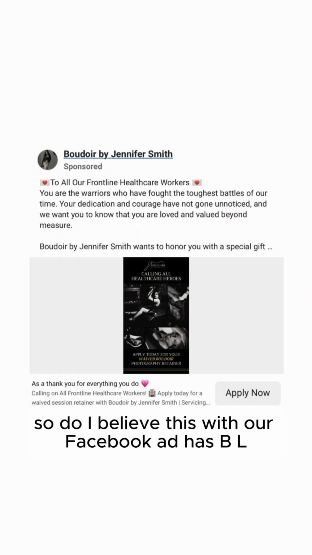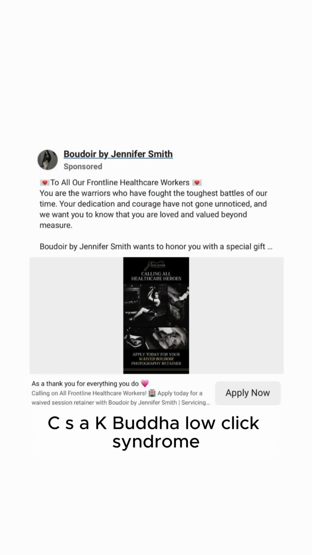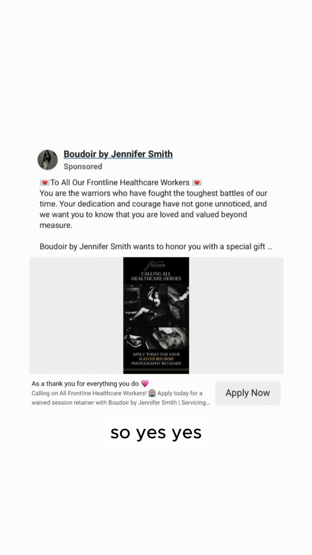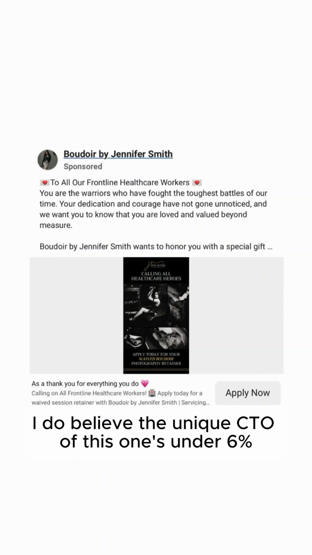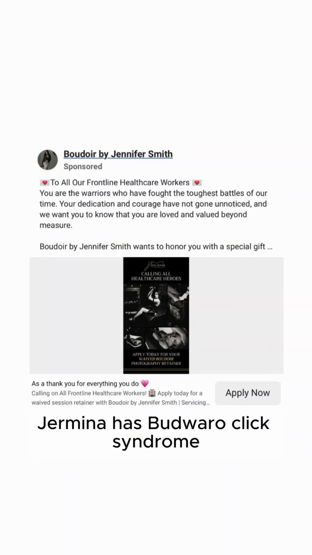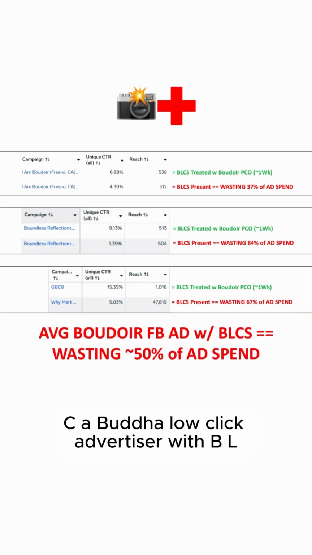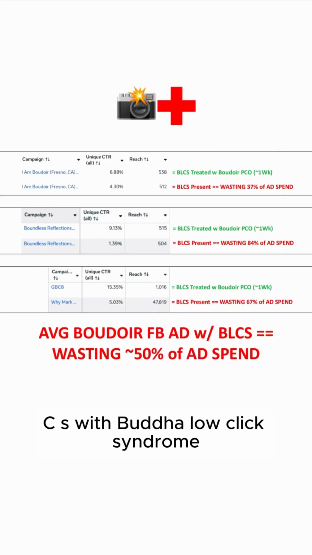So, do I believe this Boudoir Facebook ad has BLCS, aka Boudoir low click syndrome, aka its unique CTR is under 6%? So, yes. Yes, I do believe the unique CTR of this one is under 6%, which would mean it has Boudoir low click syndrome.